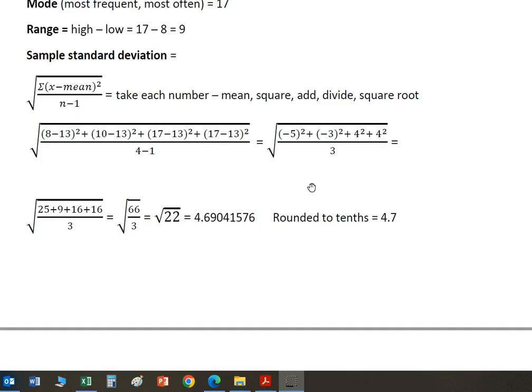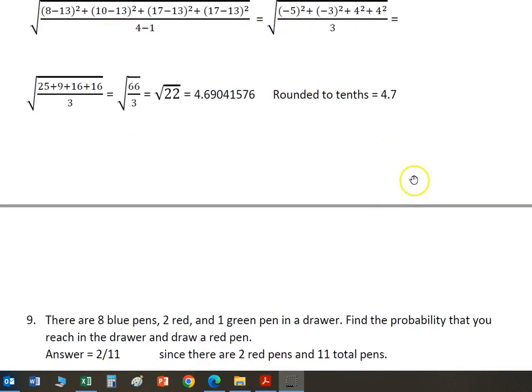Now add the numbers on top. After you hit that last number, make sure you hit enter or equals. Divide, and then take the square root. Rounded to tenths means that first decimal place. So there's a 9 after the 6, which tells that 6 to round up to a 7.